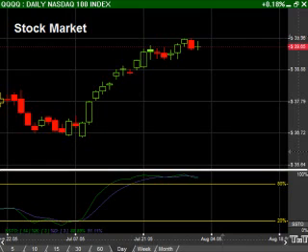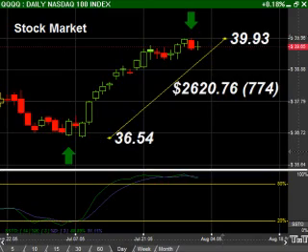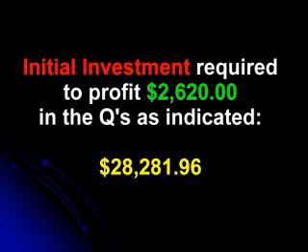Take a close look at the most recent move, which started at 36.54, when we received a buy signal from our stochastics indicator, and it ended at 39.92 when we received the sell signal from the same indicator. The profit from this move was $2,620, and the initial investment required to obtain that size of financial reward was $28,281, or 774 shares of the Qs. Now that's a sizable chunk of change, wouldn't you say? But your ROI, or return on investment, was almost 10%. That's not too shabby. Okay, that was boring.